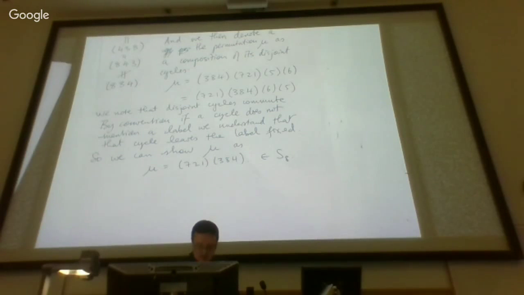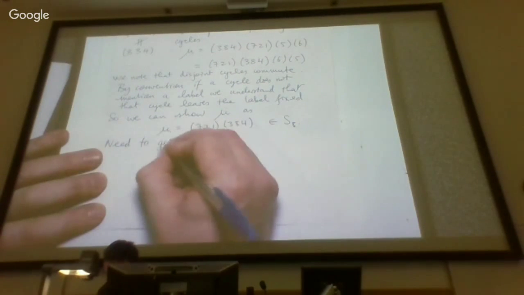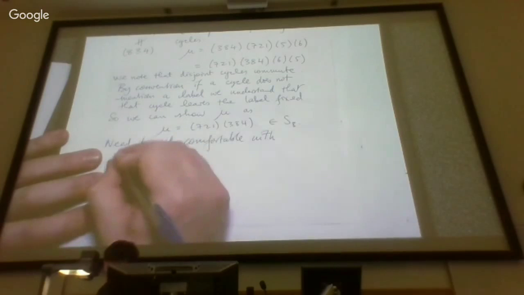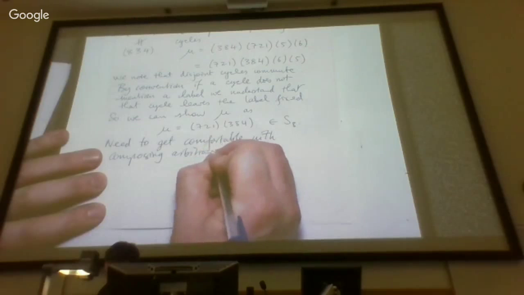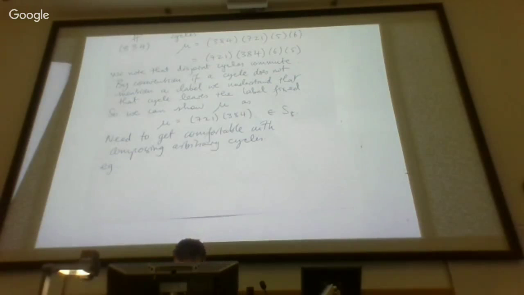Now, what we want to be able to do is to get to grips with composing permutations using their cycle notations. So you need to get comfortable with composing, not necessarily disjoint cycles, but composing arbitrary cycles. For example, so this is example 5.9. See, there's a few examples in 5.9. Look at number 1.